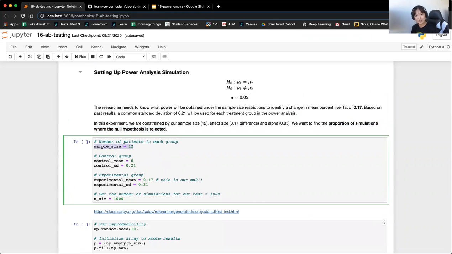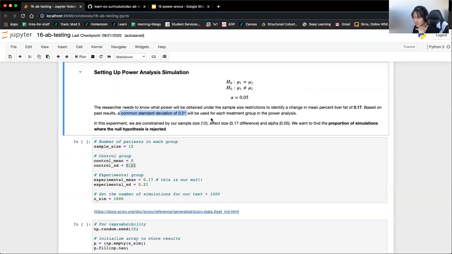We have our sample size, which is 12, because there's 12 people in each group. We also have the information for our control group. We have a control mean, and we're going to start at 0 because they don't give us the number for liver fat first. So we can just say this is 0. Standard deviation, we're actually using the common standard deviation. This is something that is derived from context or from past experiments. Depending on the situation, you may or may not have this number.